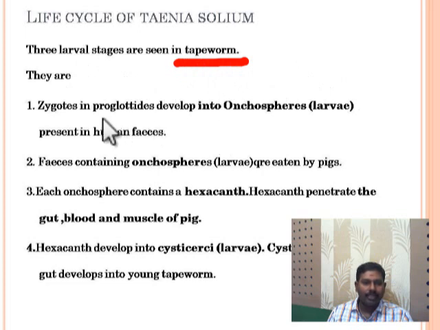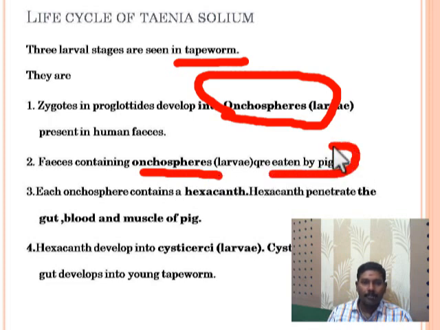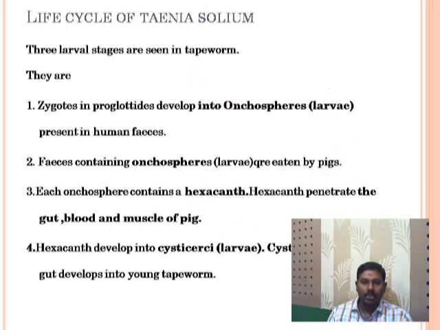One is that zygotes will develop into oncospheres. This is one type of larva, and during elimination of waste, these oncospheres are released from the host and will be eaten by the pigs. This oncosphere contains the hexacanth, the special region within the oncosphere that can penetrate into the gut, blood and also muscle of the pig. This is the special important thing, the oncosphere hexacanth.